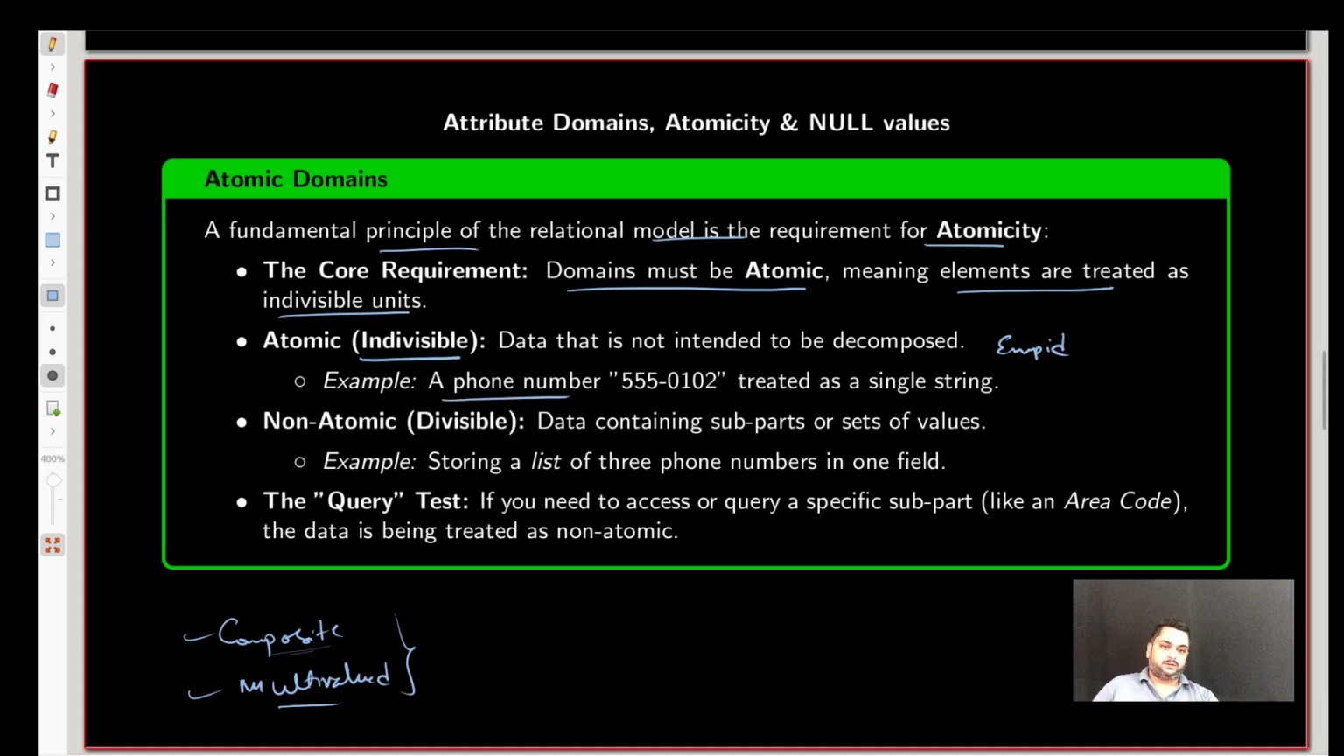Take a phone number, which has an area code and the number. If I treat everything as one, it is a single attribute, a single string, so it is atomic. If I split it into the area code as separate and the number as separate, then it becomes divisible, a composite attribute. Hence, it is not allowed. Data containing subparts or sets of values is also not allowed, for example storing a list of 3 phone numbers in one field. I cannot store more than one phone number in a single phone number column. That is the concept of atomic domains: the attributes cannot be further divided.